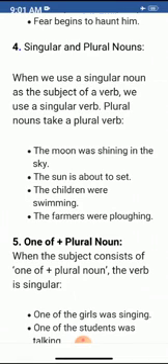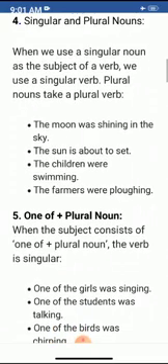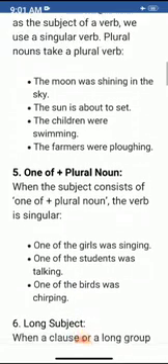Now see, the next rule is one of plus a plural noun. When the subject consists of one of plus a plural noun, the verb is singular. One of the girls: there are so many girls, and from them one of the girls was singing. Keep in your mind, it is very important, because generally we think girls, so we will use a plural verb, but if there is one, then singular.